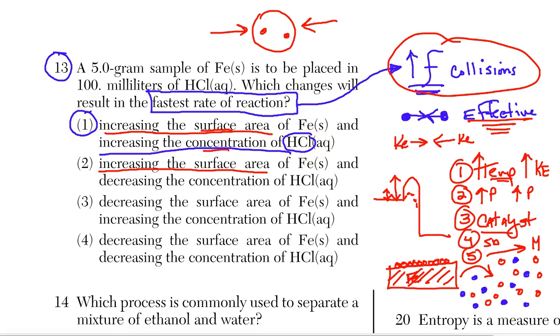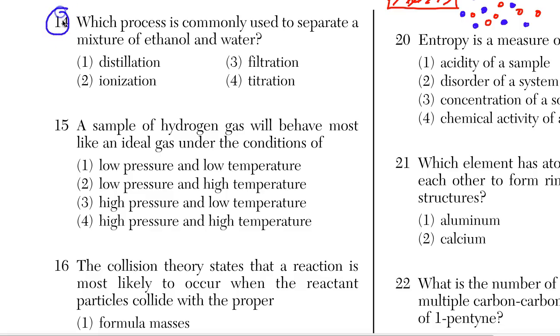13 is 1. Number 14. In number 14, which process is commonly used to separate a mixture of ethanol and water? Now, a mixture, party people, is not a substance. It's made up of two or more substances.